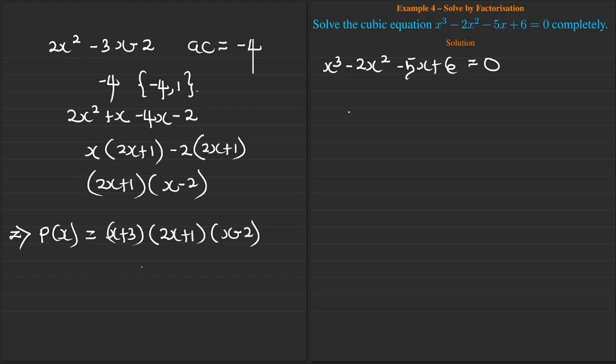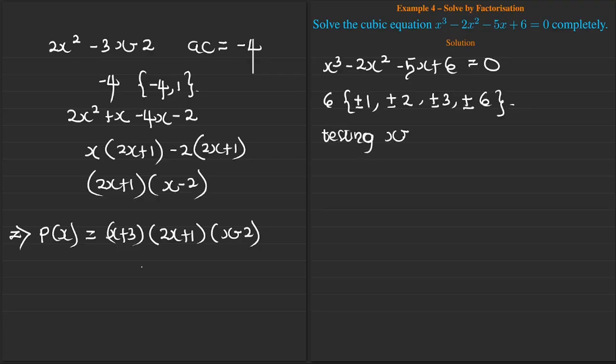So to factorize, let's take the 6. For the 6, its set of factors, we have plus or minus 1, plus or minus 2, plus or minus 3, and then plus or minus 6. And we can test with any of these. It's up to you the number you want to take. But I've always advised that you should start with 1 and negative 1. So let's test for x equals 1.